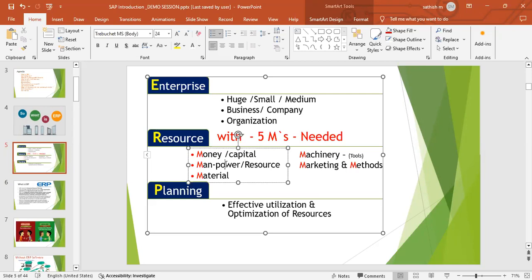Otherwise, what I should do, I should hire three people and three machineries, where one machinery is costing me at least 30 lakhs, and 30 into 3, 90 lakhs of investment I should do. Instead of that, what I did, I invested only 30 lakhs in one machinery, and I utilized the manpower in a different way, in three different shifts. So that is a proper utilization of the resources. Correct? Optimizing my plans. All right.